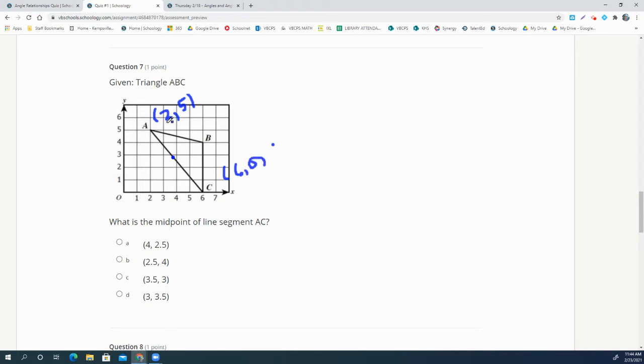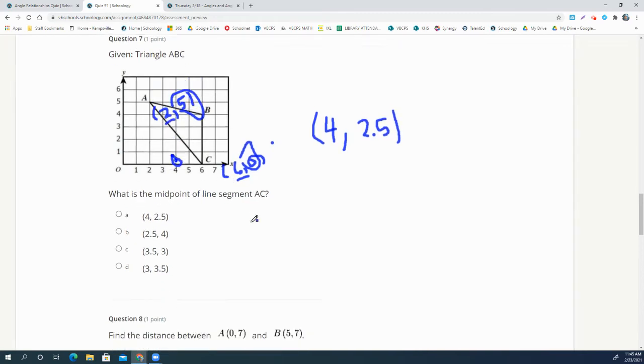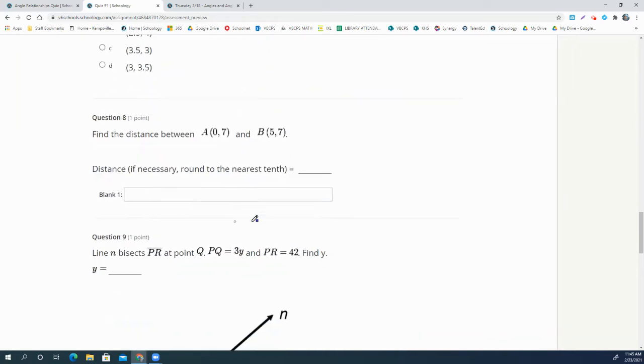So if I find the midpoint, 2 plus 6 is 8. 8 divided by 2 is 4. And then 5 plus 0 is 5 divided by 2 is 2.5. That is my ordered pair. That is the midpoint, right? Always go back and double check. So 4 and 2.5 is going to be right there. That's pretty darn close to my estimation, right? Always go back and check those points. That's kind of your insurance policy.